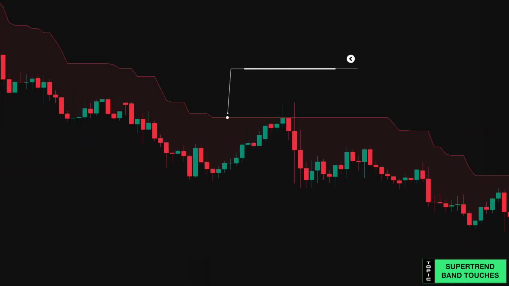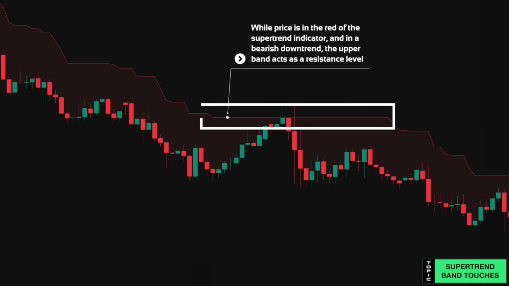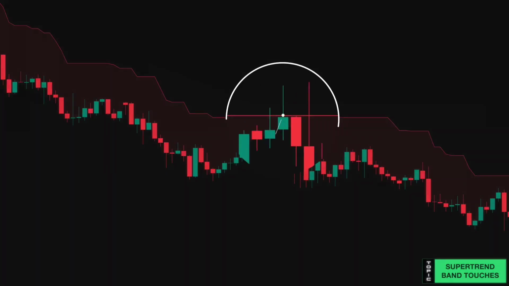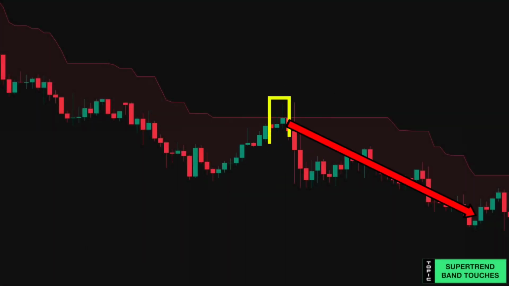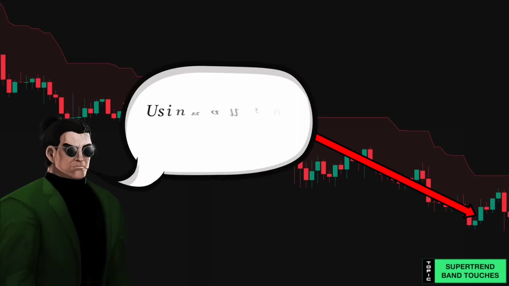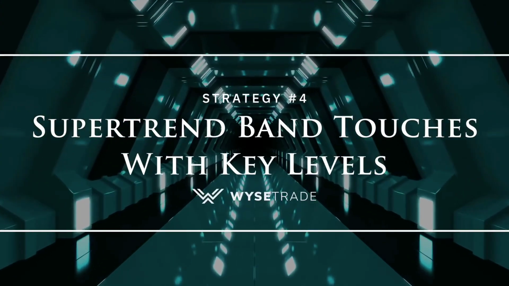Going in the opposite direction. While price is in the red of the super trend indicator and in a bearish downtrend, the upper band acts as a resistance level. This here is what you're looking for, where price touches the upper band of the super trend indicator and presents a high quality short trade setup. As always, using an indicator on its own isn't enough. You need to combine super trend band touches with key levels.